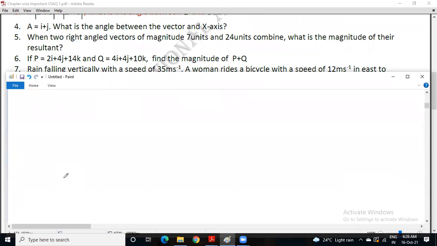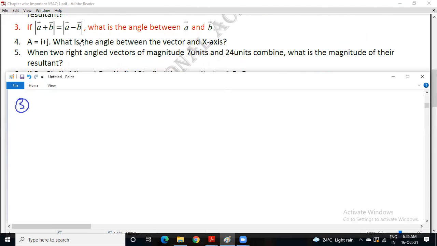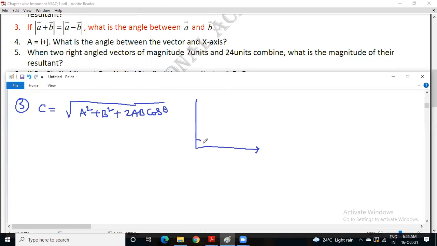When two right-angled vectors of magnitude 7 units and 24 units combine, what is the magnitude of their resultant? It is similar to question number 2. Let me write the formula first. Once again, parallelogram: the magnitude of the resultant vector in a parallelogram is the square root of a square plus b square plus 2ab cos theta. They mentioned in words right-angled vectors. Right-angled vectors means one vector may be this one, the other vector may be this one, so they are at 90. Right-angled means theta is 90 now.